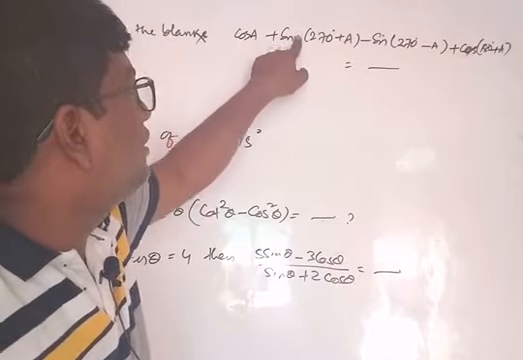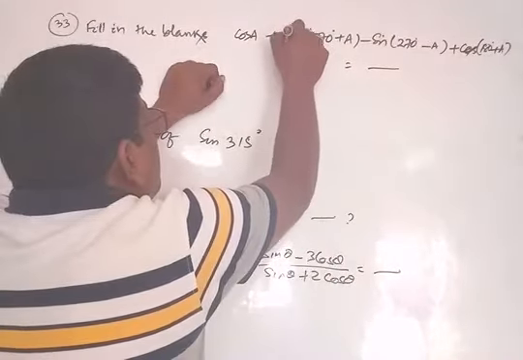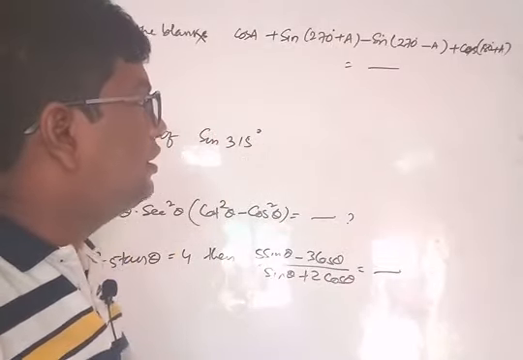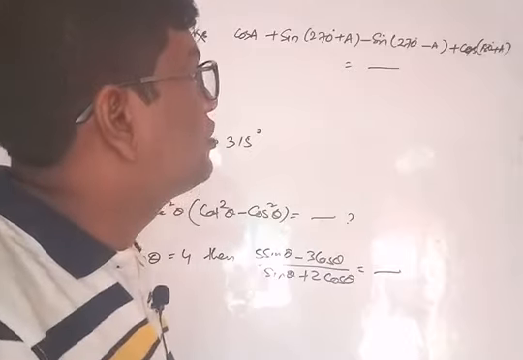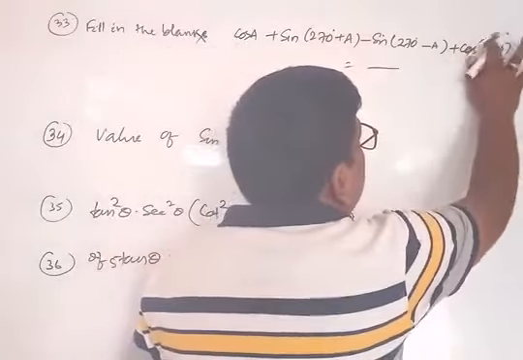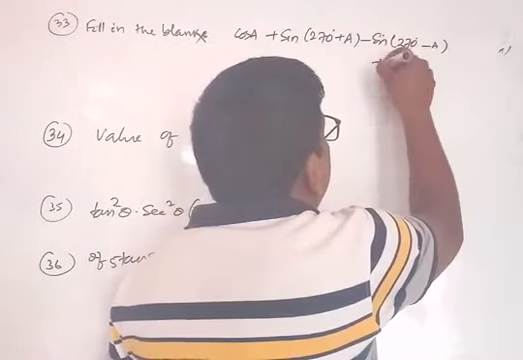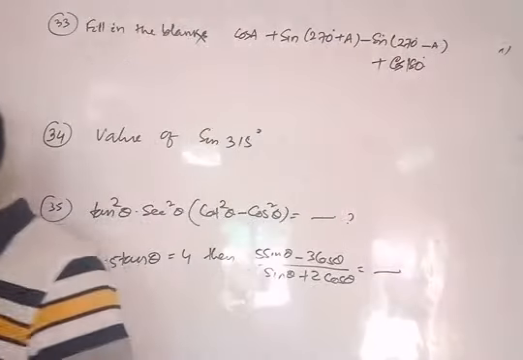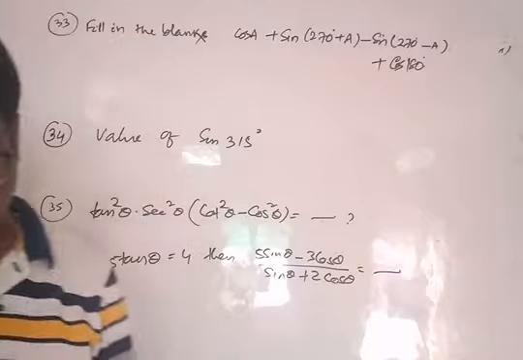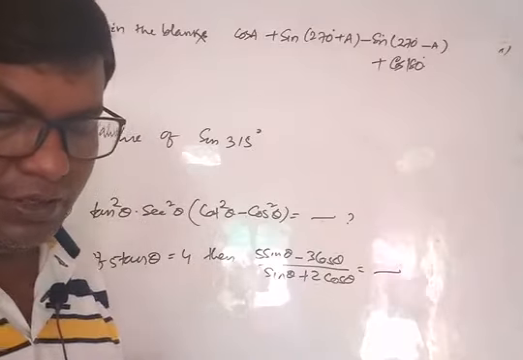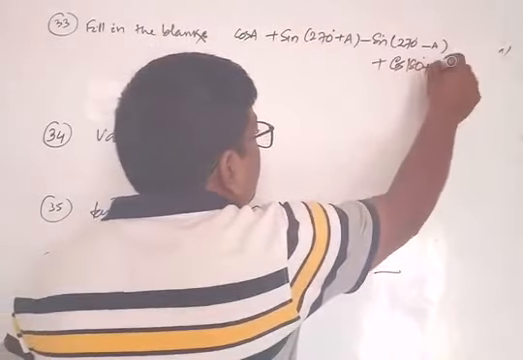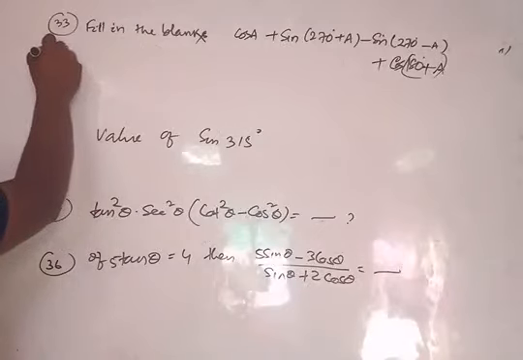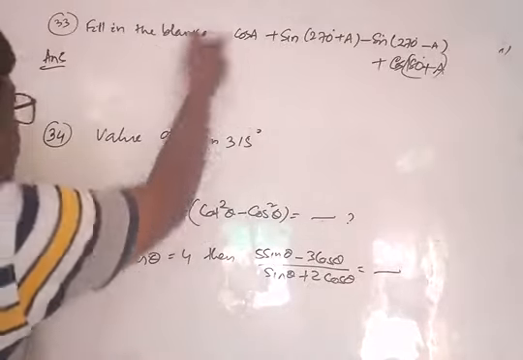Cos A plus sin 270 degree plus A minus sin 270 degree minus A plus cos 180 degree plus A. Suppose this is cos 180 degree plus A. So the answer is cos A.